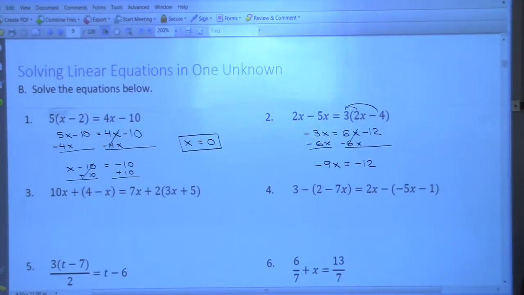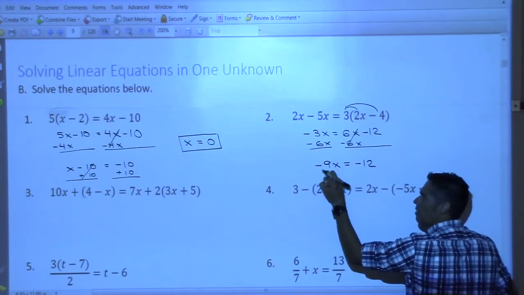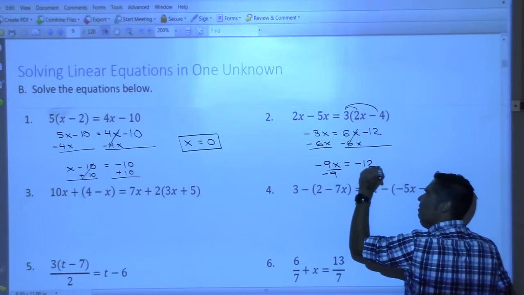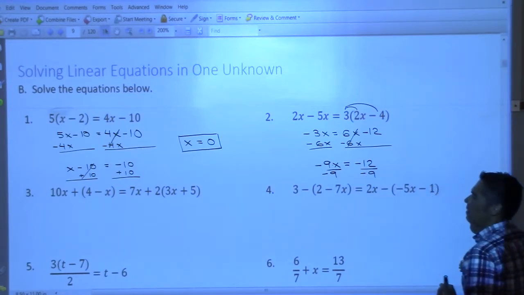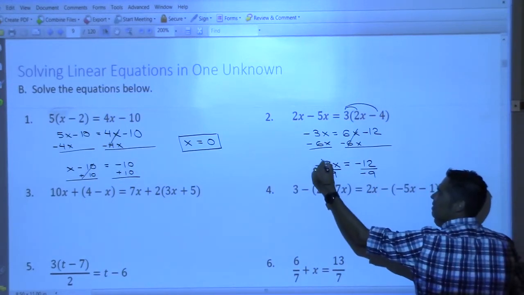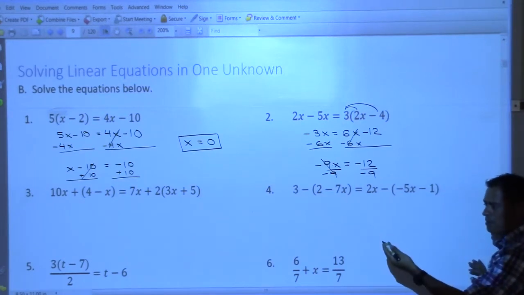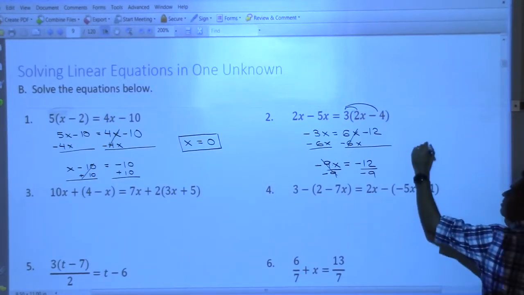Divide both sides by negative 9. So I'm going to try and undo this multiplication right here. I'm going to divide by negative 9 here, divide by negative 9 here. On the left side, the negative over negative gives me positive. That's why I divided by negative 9. And that gives me x.